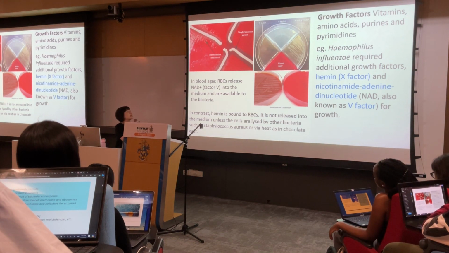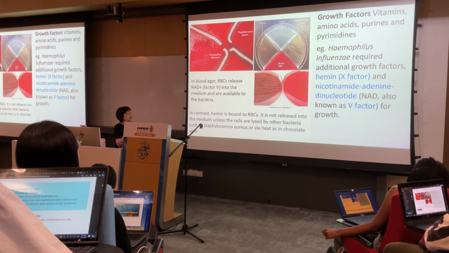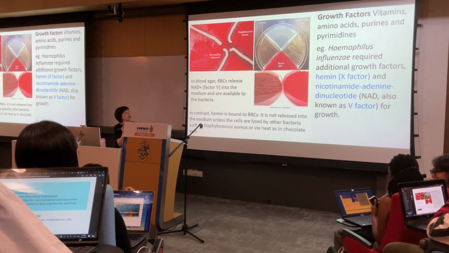The reason is that the NAD, which is the V factor, is able to be released by the red blood cells into the agar, so the bacteria can uptake it. However, hemin is inside the red blood cells and is not released, so if the cells are not lysed, the bacteria will not be able to obtain the hemin. Therefore, there is no growth on the blood agar.